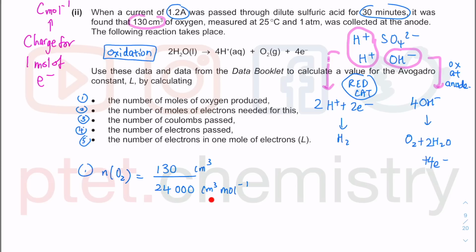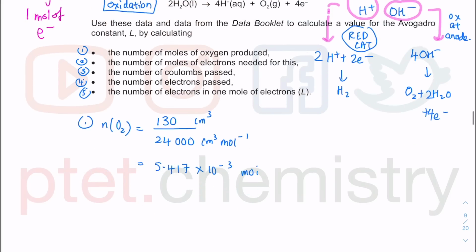Here's 24,000 cm cube per mole because it's in cm cube. So we want to calculate and give a value. Put it into a calculator: 130 divided by 24,000. I get 5.417 times 10 to the minus 3 mole. I don't want to round up too early, so I just leave it as 4 significant figures for the time being. That should be enough.